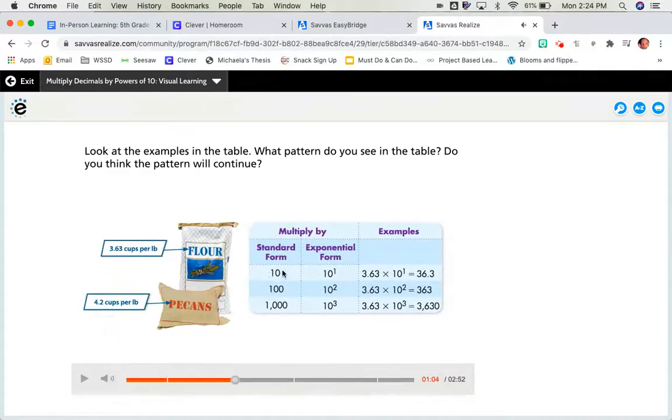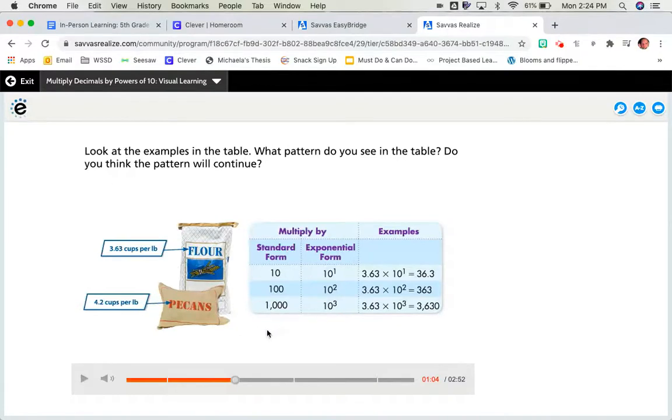Well, I have 1 zero in my 10, 1 exponent in my exponential form, and when I have it times 10 to the first power, my decimal moved 1 time to get 36.3. Over here, 2 zeros, exponent of 2, move your decimal 2 times to get 363. 3 zeros, exponent 3, you got it. Move my decimal 3 times, except this time you're going to have an empty place, which means you need to put in a placeholder 0. Will the pattern continue? Heck yes, it will.